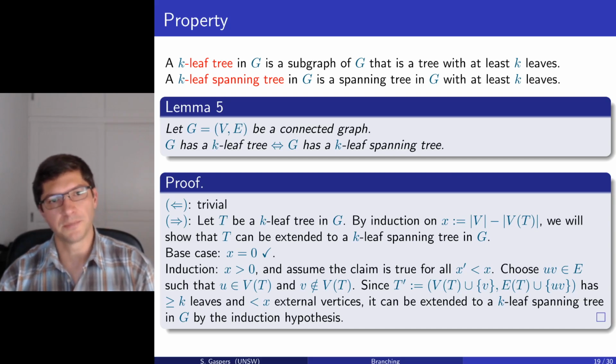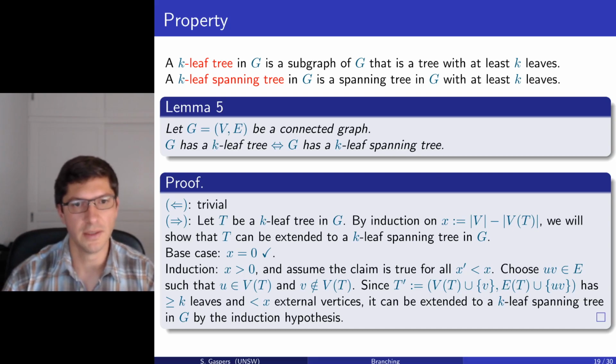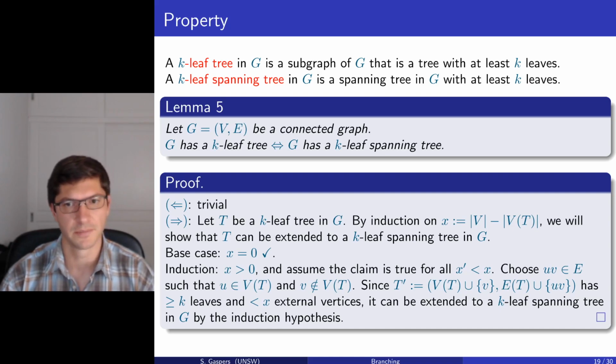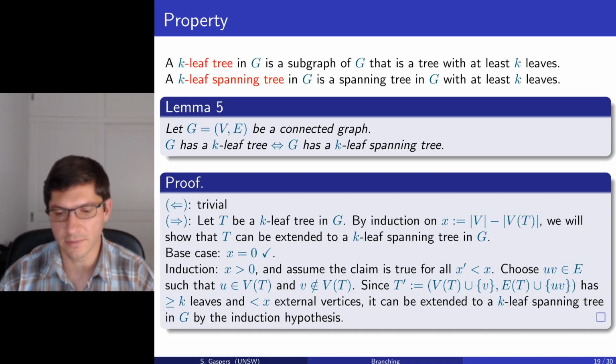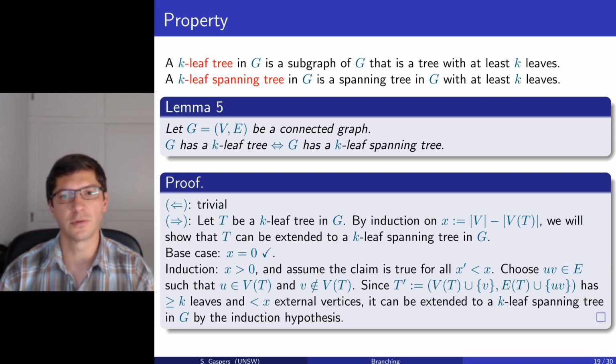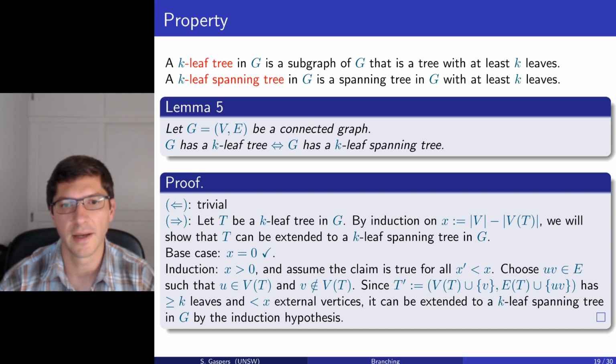On the other hand, if all we have is a k-leaf tree that doesn't yet reach all the vertices, we're going to try and transform it in a way so that it does reach all the vertices. And we can do this by induction. So suppose we have a k-leaf tree in G, and currently there are still x vertices that it hasn't reached yet. So the number of vertices it hasn't reached yet is the cardinality of V minus the cardinality of the vertices in the tree. That's our x, and we will use induction on x.